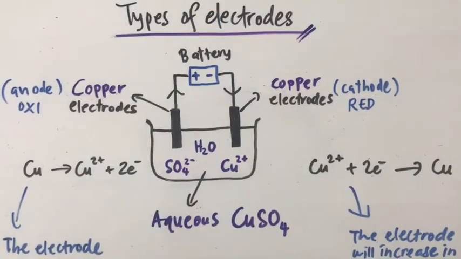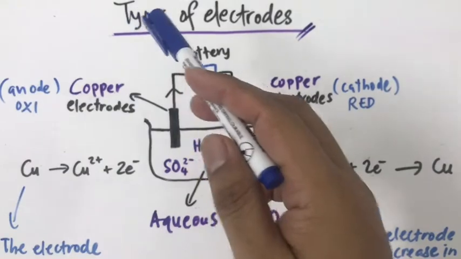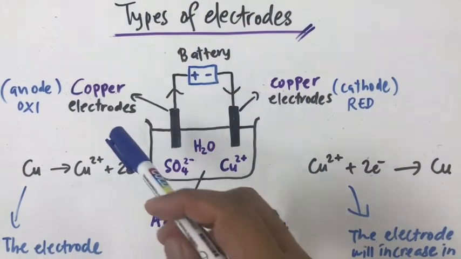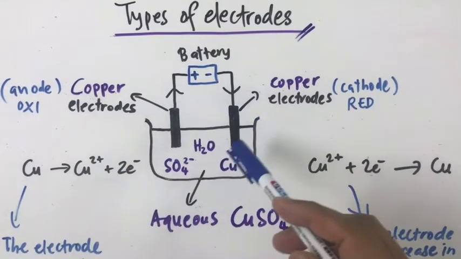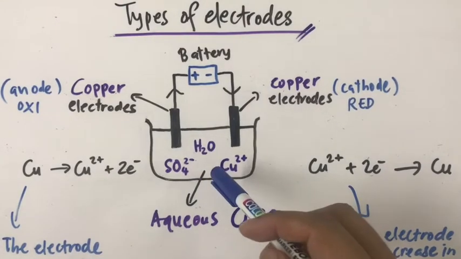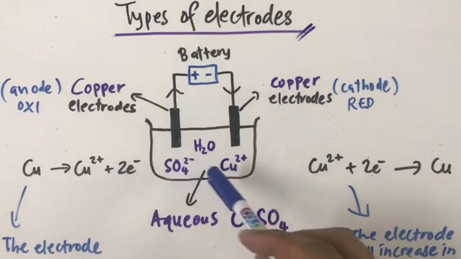The second factor that can affect electrolysis is the use of different types of electrodes in the system. In this case, we are using copper electrodes for both anode and cathode. The electrolyte used in this system is aqueous copper sulfate. So in the electrolyte, we have Cu2+, SO4 2-, and water molecules.